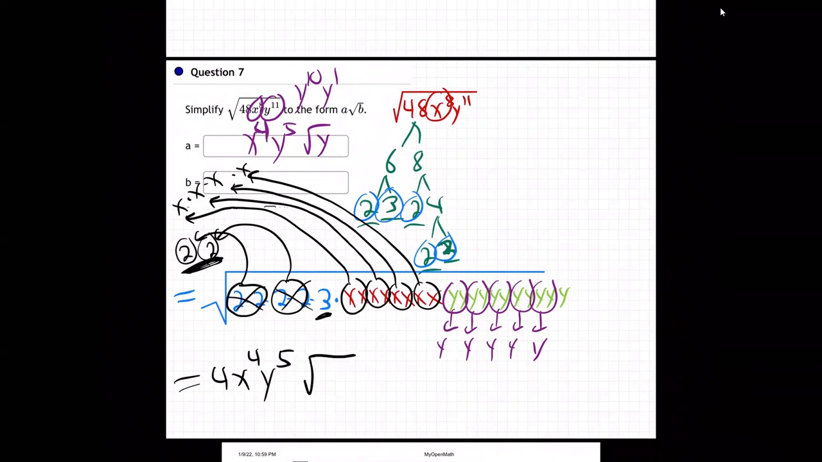And what is left on the inside? A 3, don't forget the 3, and a y. And so there we go. There's a 3 left over and a y left over inside. Now they're asking you for a and b on this problem. So the a is all this. This is your a. It's what's outside. And this is your b. It's what's inside, right? They say give it in the form a root b, give the outside, give the inside. A is the outside, b is the inside. There we go.